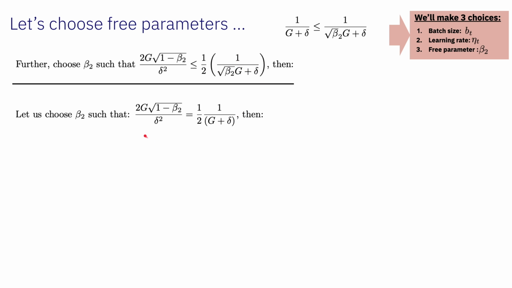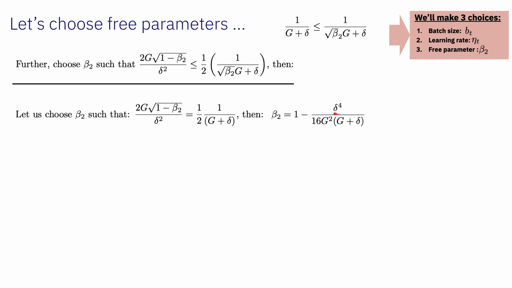Now what that will allow us to do, so if we choose beta 2 such that this is equal to half of that, then this will be satisfied really. Then we can say that beta 2, so we solve this equation, is 1 minus delta to the power 4 over 16g squared g plus delta. Now this is interesting, right? Because what do you choose beta 2 in practice? If I recall, beta 2, you choose it to be very close to 1, right? So you choose that to be 0.9999999 something, right? So now if we look at this equation here, really, this is a very small number.